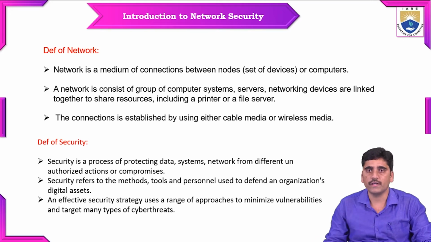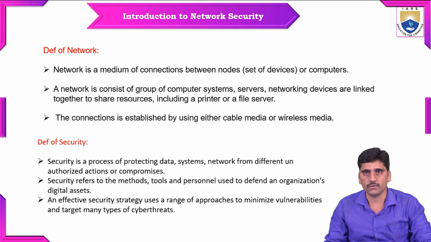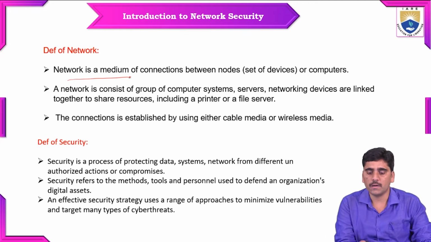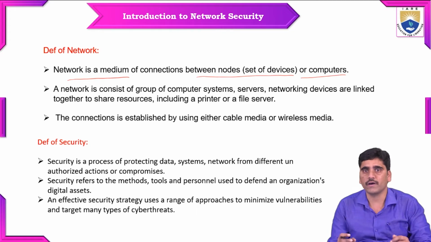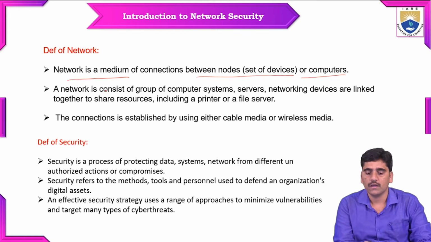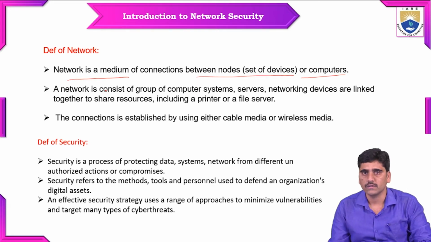So, definition of network. Generally, what is meant by network? How can we define that network? A network is a medium of connections between nodes, or between a set of devices, or between computers. So a network is a group of connections, a group of things. Here we can say that a network is a medium of connections between nodes or a set of devices or computers. So all the devices are connected through a cable, and we can treat it as a network.